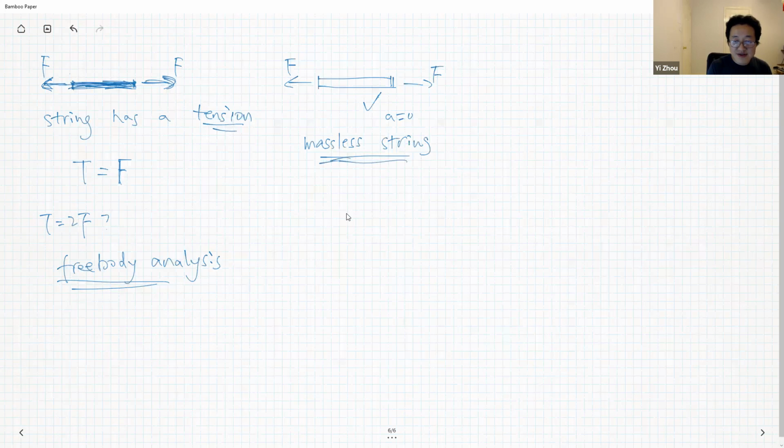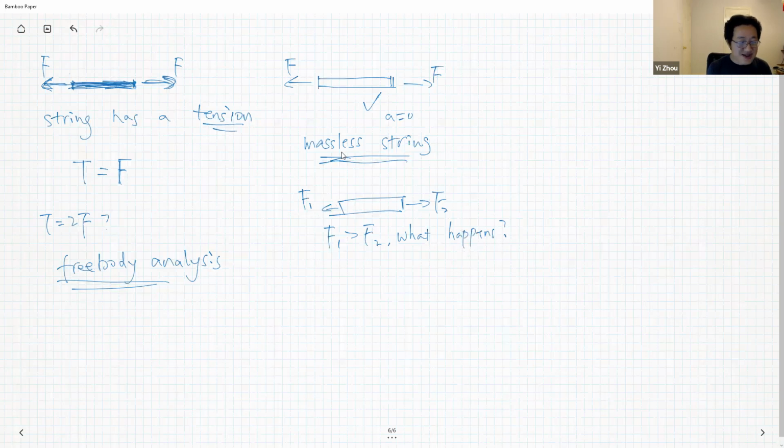If we have a massless string, and if we have F1 on the left and F2 to the right, but F1 greater than F2, what happens in this case? What happens if F1 is greater than F2? The string would, well, if it had mass, it would accelerate towards the direction F1 is. Right. If it had mass, it accelerates to the left.